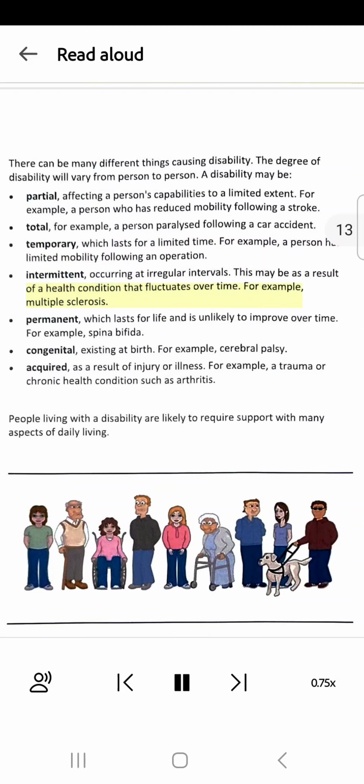For example, multiple sclerosis. Permanent, which lasts for life and is unlikely to improve over time. For example, spina bifida. Congenital, existing at birth. For example, cerebral palsy. Acquired, as a result of injury or illness. For example, a trauma or chronic health condition such as arthritis. People living with a disability are likely to require support with many aspects of daily living.